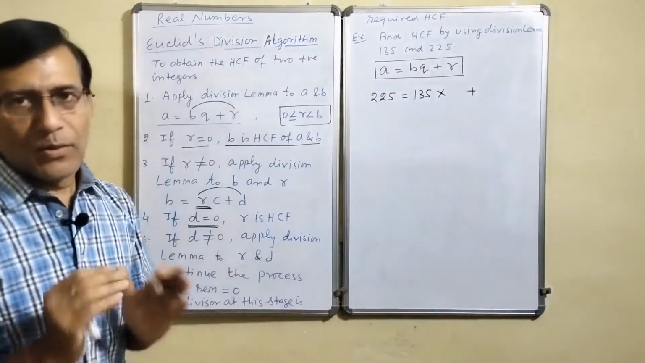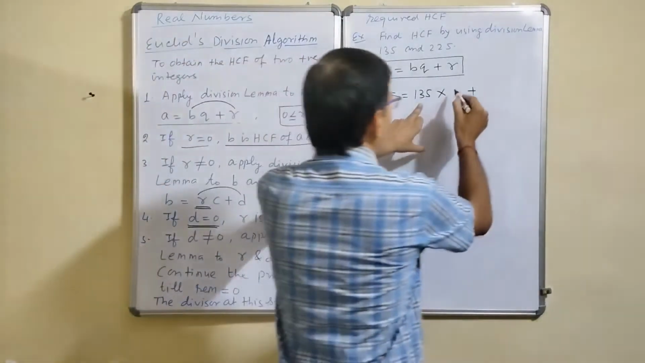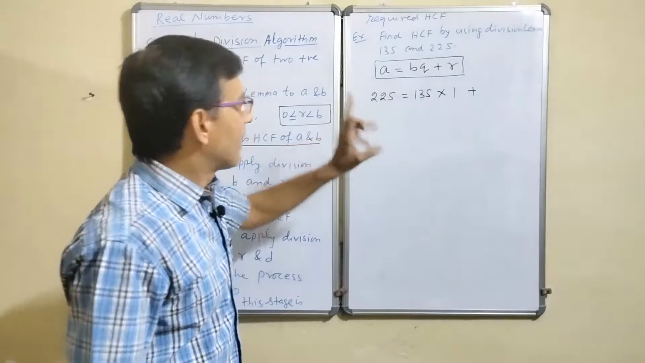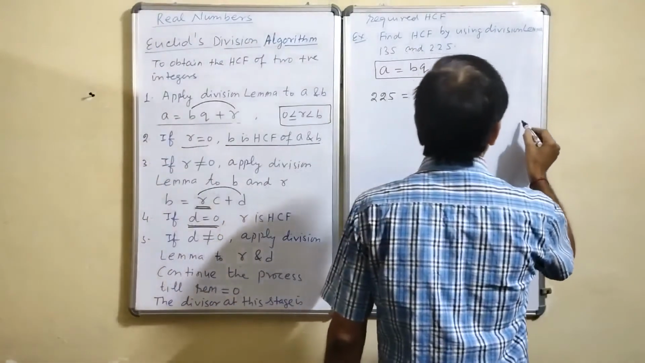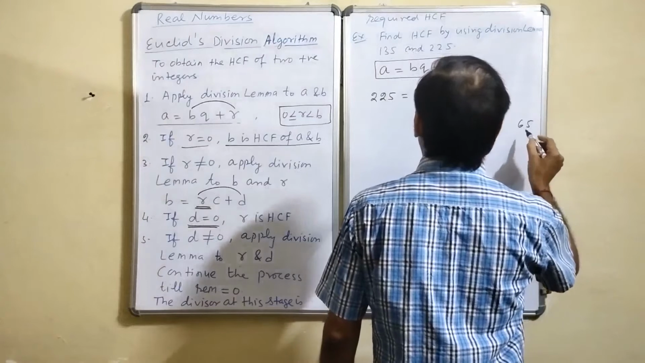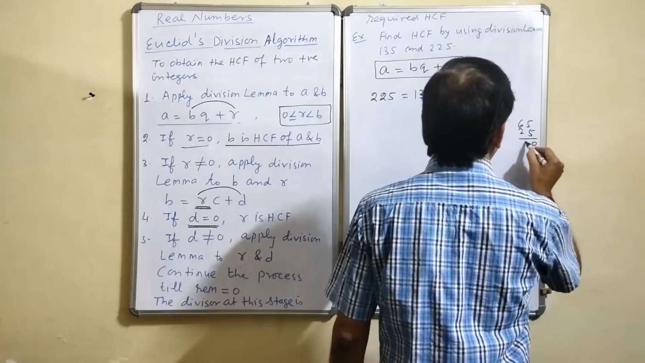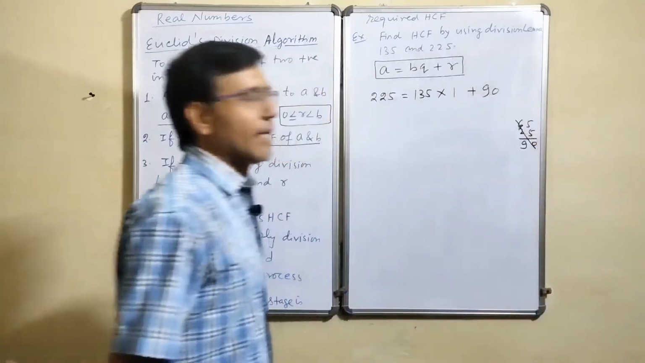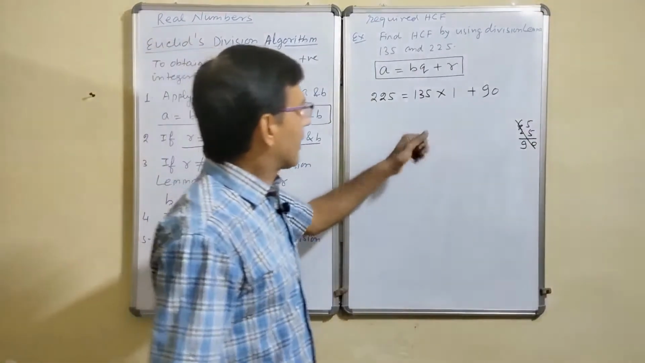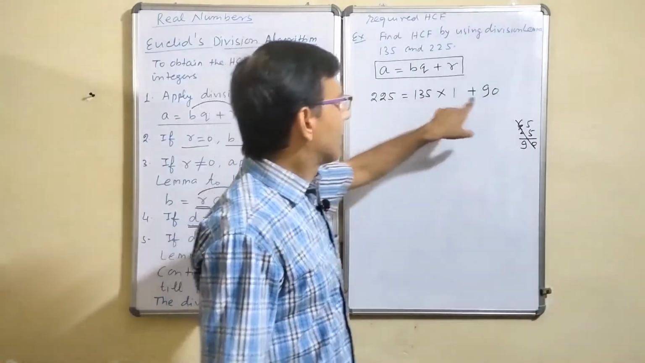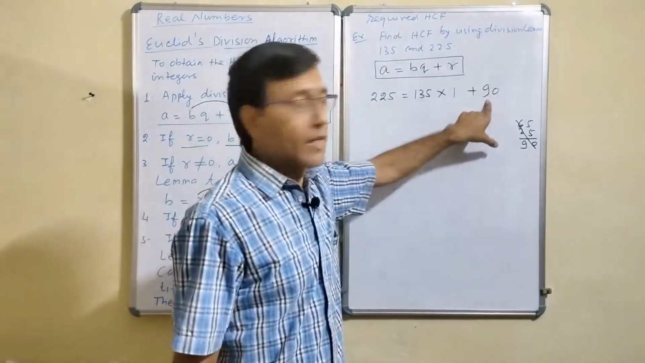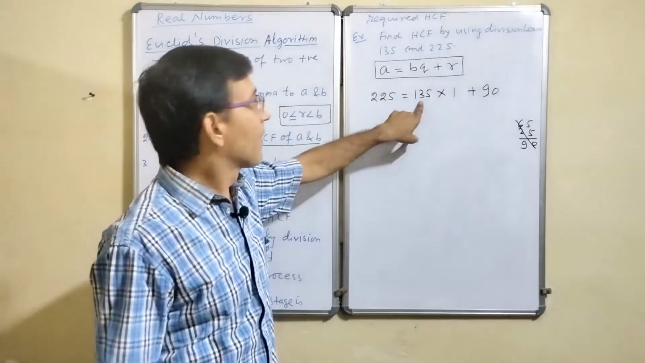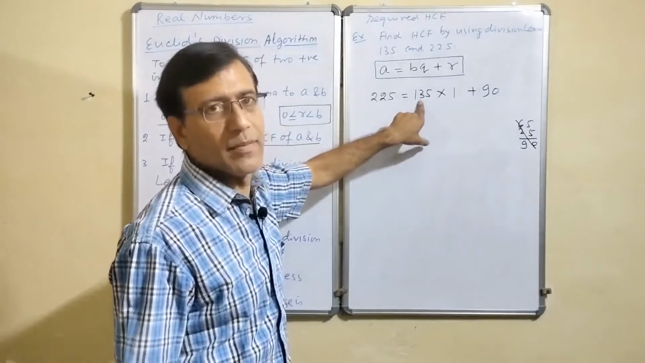So we will divide 225 by 135. We will get quotient as 1, and the remainder we will get is 90. So 90 as remainder. So you can check the condition. a is greater than b, and this remainder is not 0 here. The remainder must be less than the divisor, that is b, which is 135. So this satisfies our condition.